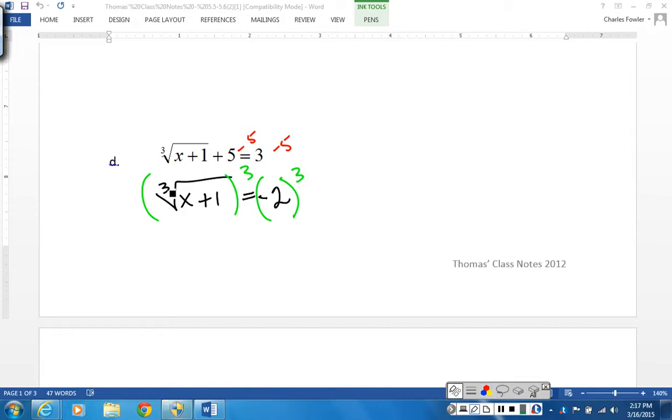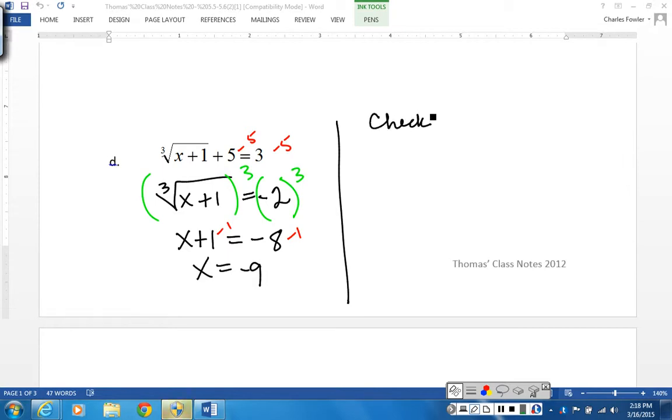Now, cubing and the cube root again are inverses, so that gets rid of all of these radicals. We're only left with x plus 1 equals negative 2 times negative 2 times negative 2, which is actually negative 8. And then all we have to do now is subtract 1 from both sides. And we get x equals negative 9. We're going to check, okay, we're going to plug in our negative 9 to see if the left side will actually equal the right side.